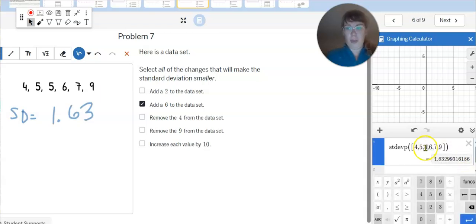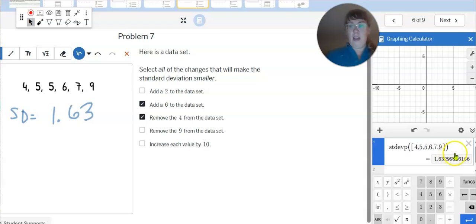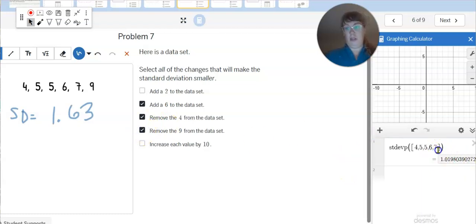If we remove the 4, that's our minimum value. So if we remove the minimum, the numbers are going to get closer together. So now it's 1.49. We put the 4 back. Same thing if we remove the 9, we're getting rid of our maximum. So now it's 1.01. So that made it smaller.